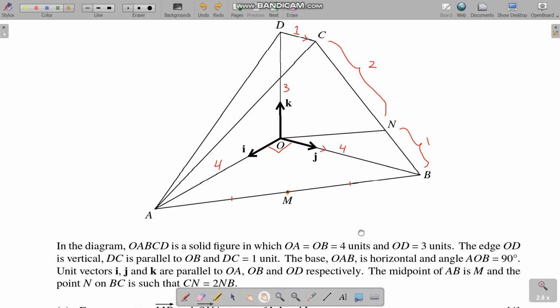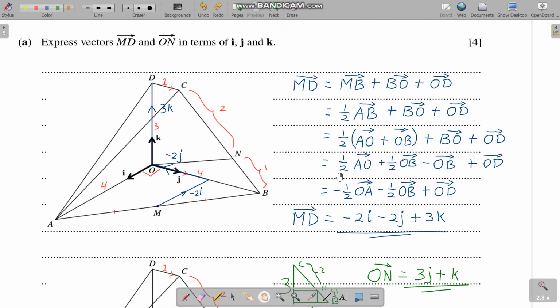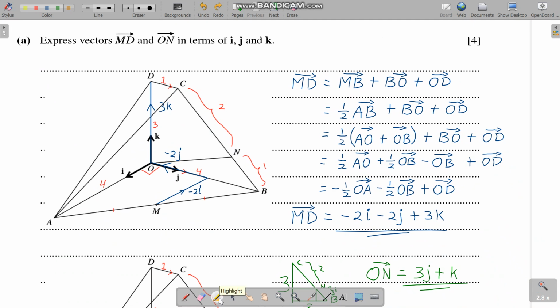And now we're finding MD and ON. The fastest way to find MD is from M to D. So we can go from M to D through this path. So we go in this direction, which is minus 2i, because it is a half, so this must be 2, and the direction is minus i.